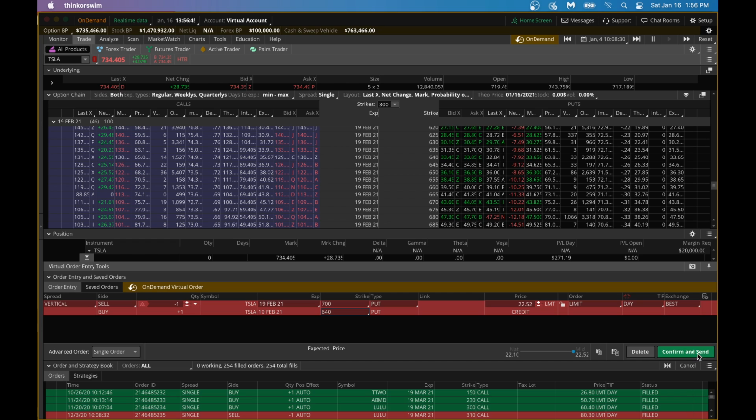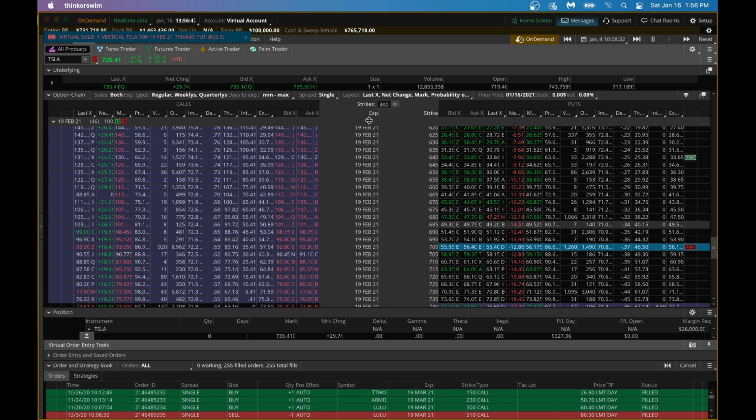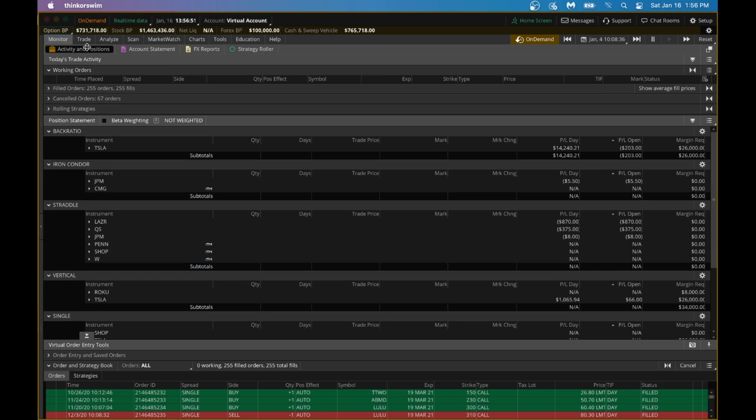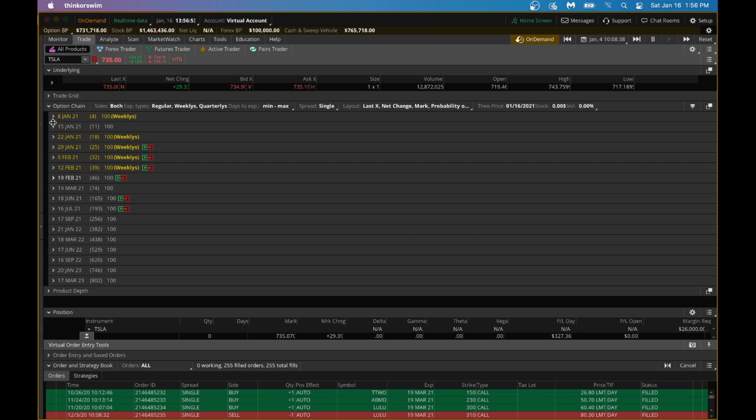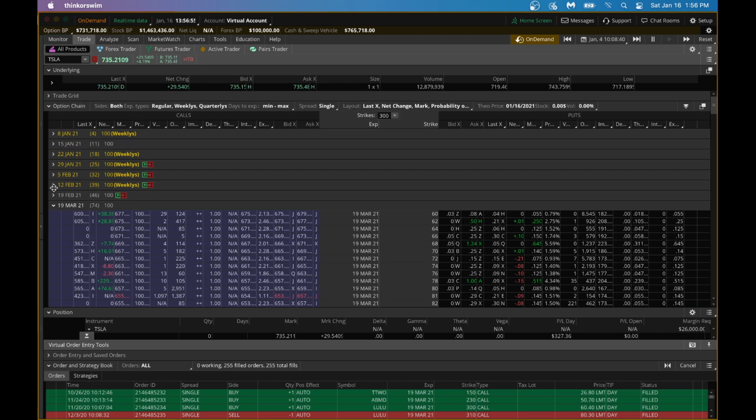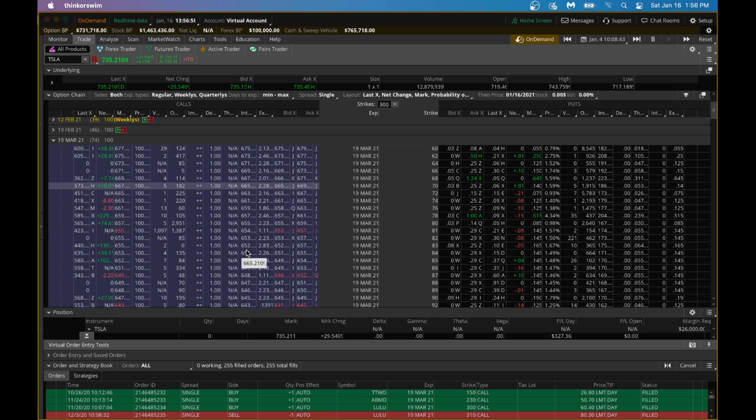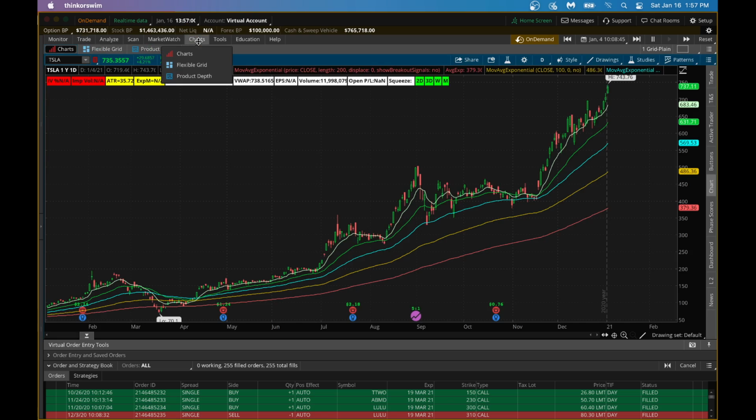So we are collecting $22 here, which is not bad. All right, so now we got one more option chain here. We can see what to do. We got 74 days out. And what we can do here, if I go back to chart here, we got stock is going up.